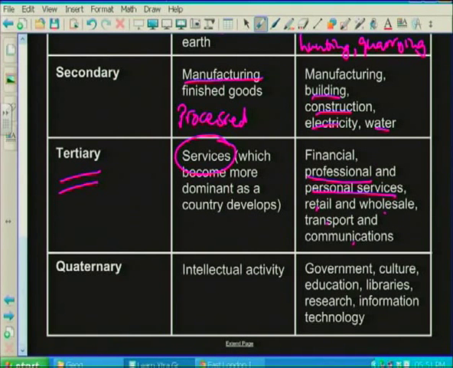Then a very new one that a lot of developing nations are quite big on, about 60% of their economies are based in the quaternary sector of the economy. That's your intellectual activity, things like data, research, telesales, culture, education, libraries, research, information technology. Some of these belong up here, but you can extend that definition a little bit more, right?